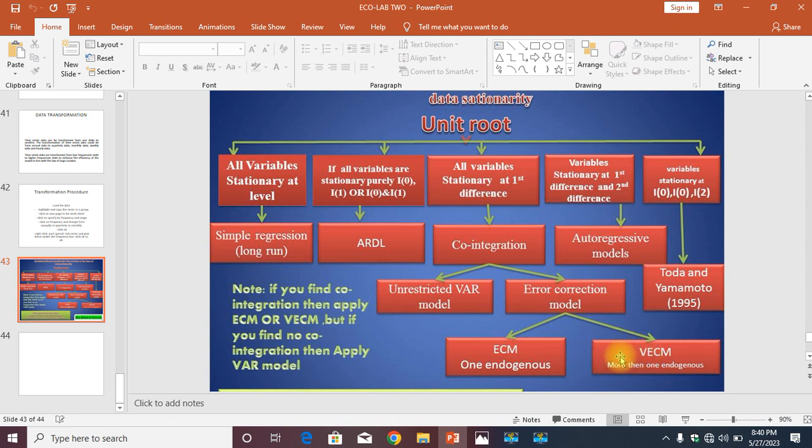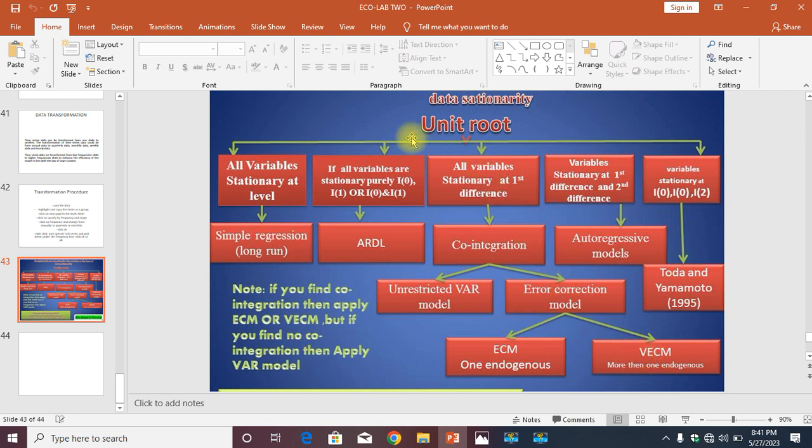Then, secondly, the VECM or the vector error correction model, which is another part of the error correction model, entails a situation where some of the variables in the system are endogenous in nature. But however, when we come to the VECM explanation, we'll deal with it appropriately.